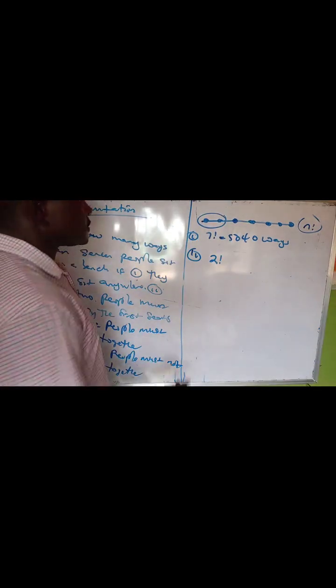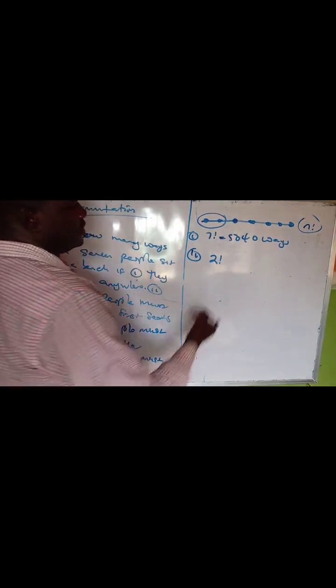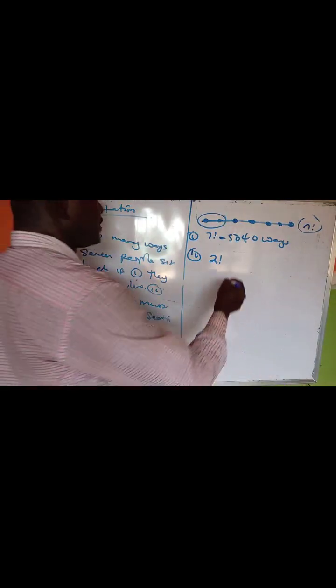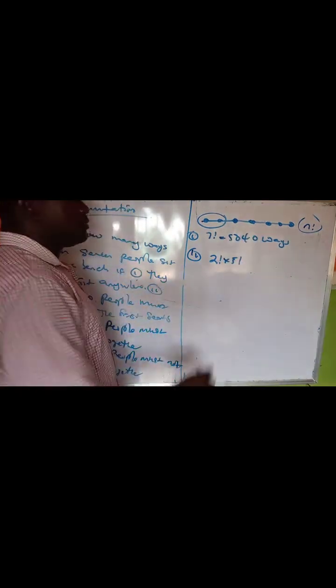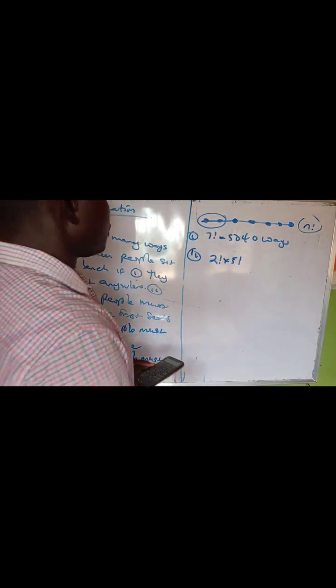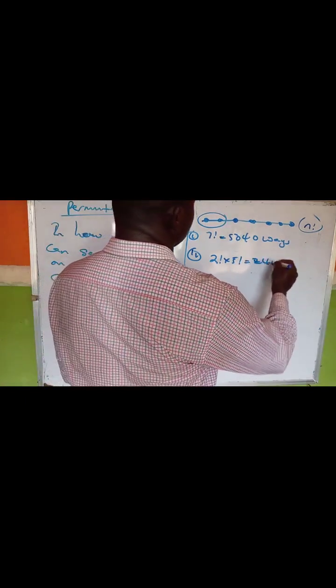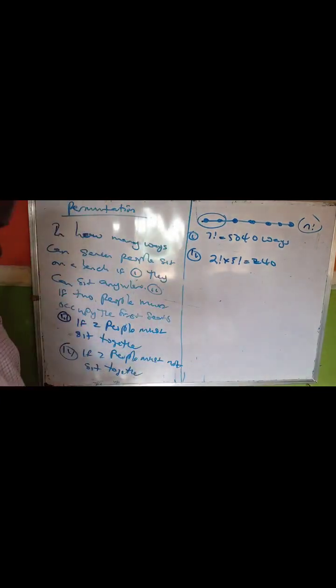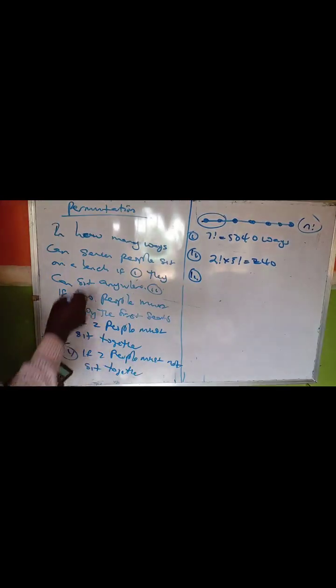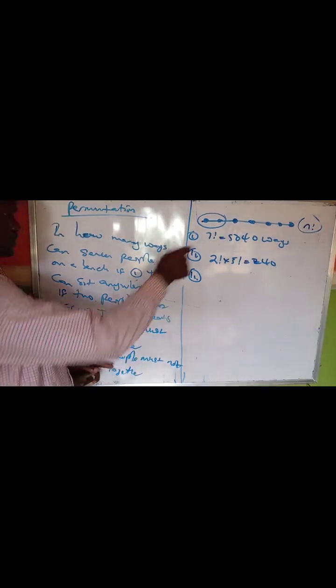Now, you have arranged these two, so what remains is 5. So you have 5 factorial, because you can also arrange them among themselves. So your answer is going to be 5 factorial multiplied by 2, so you have 240. Three: if two people must sit together. Now look at the difference between this one and this one.